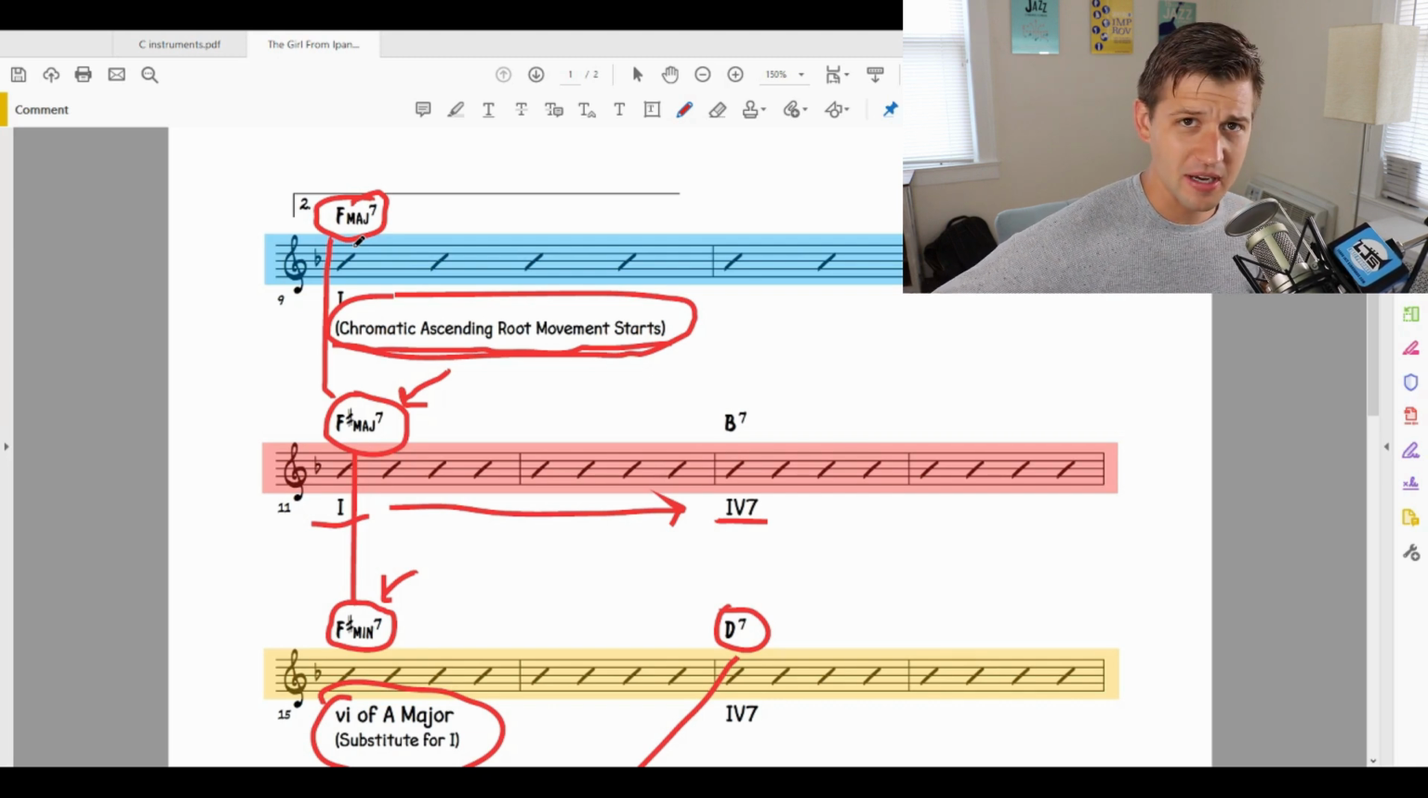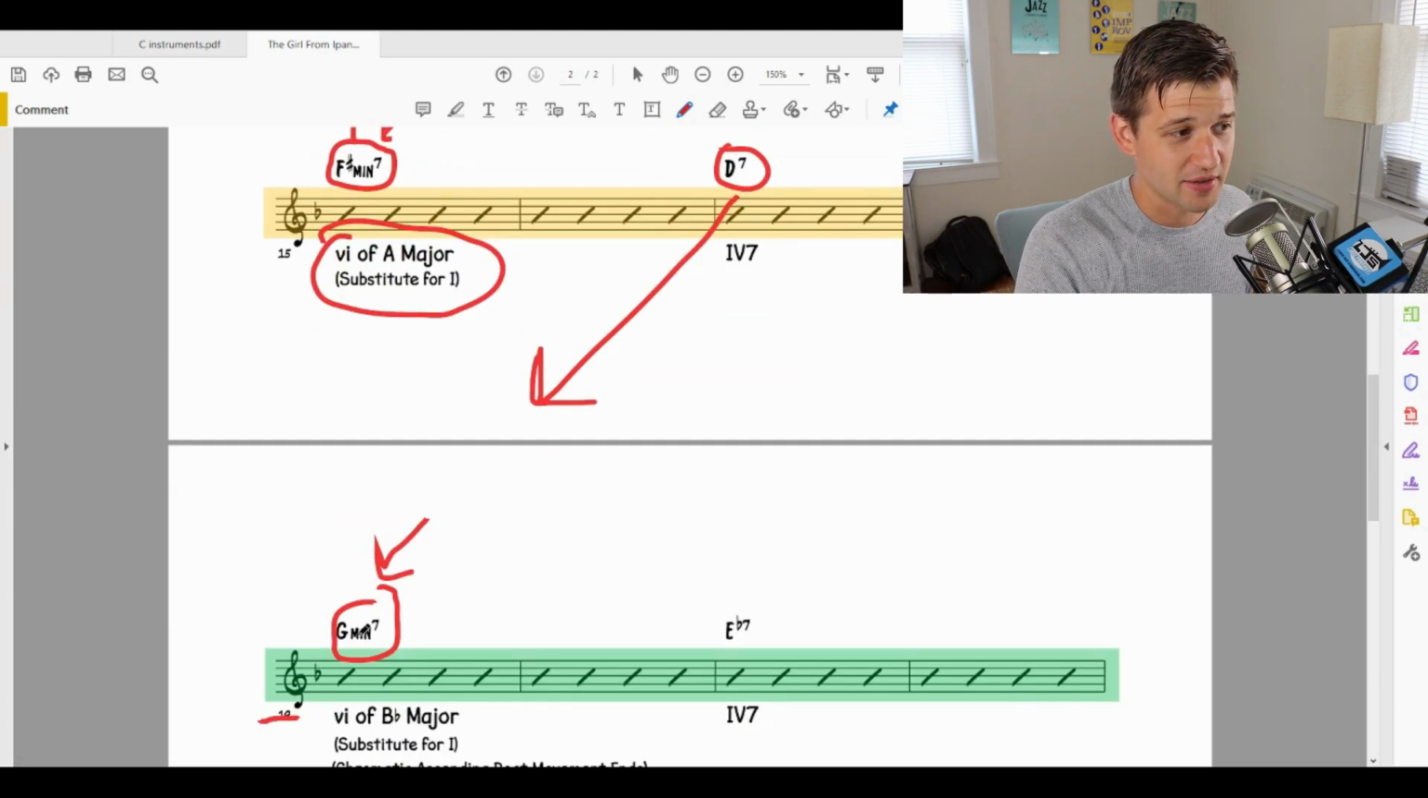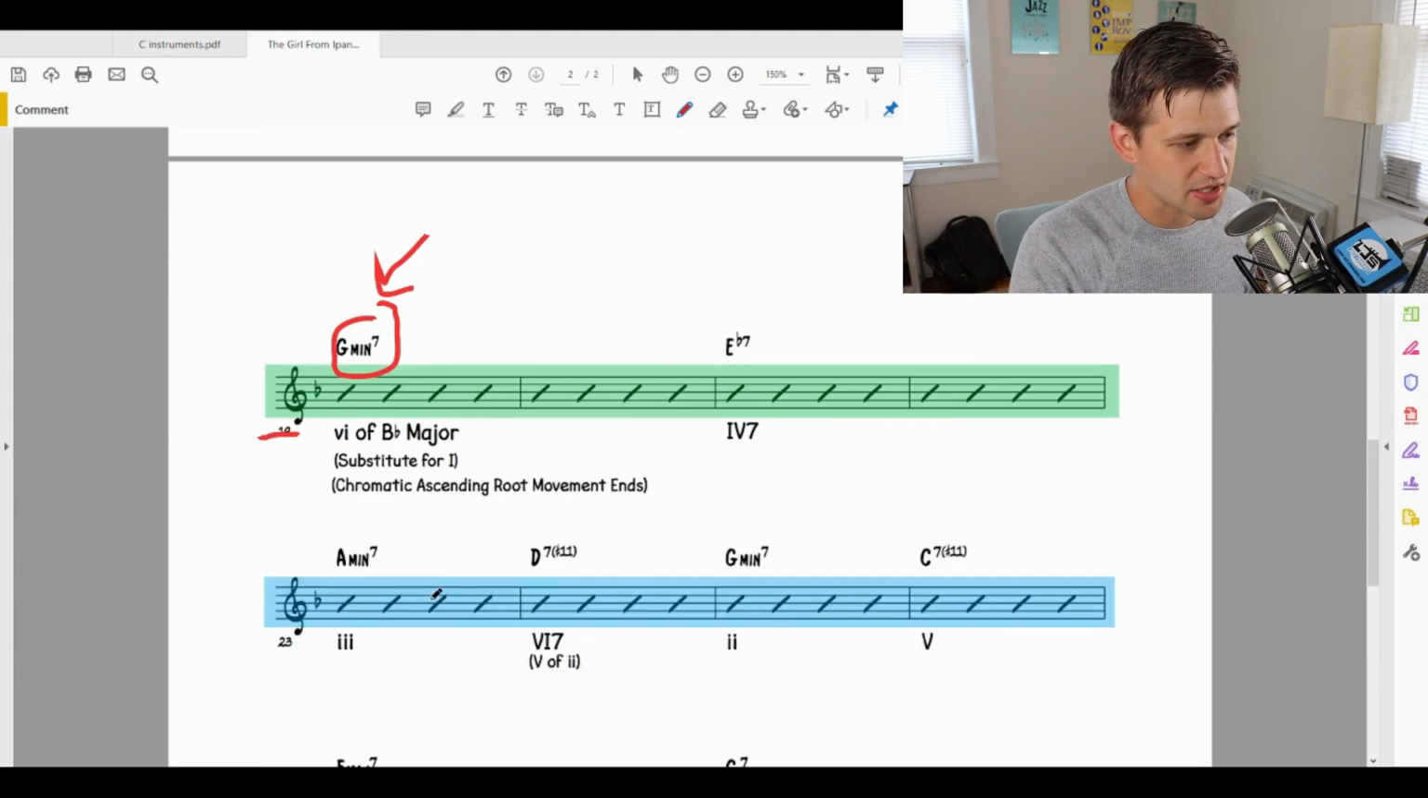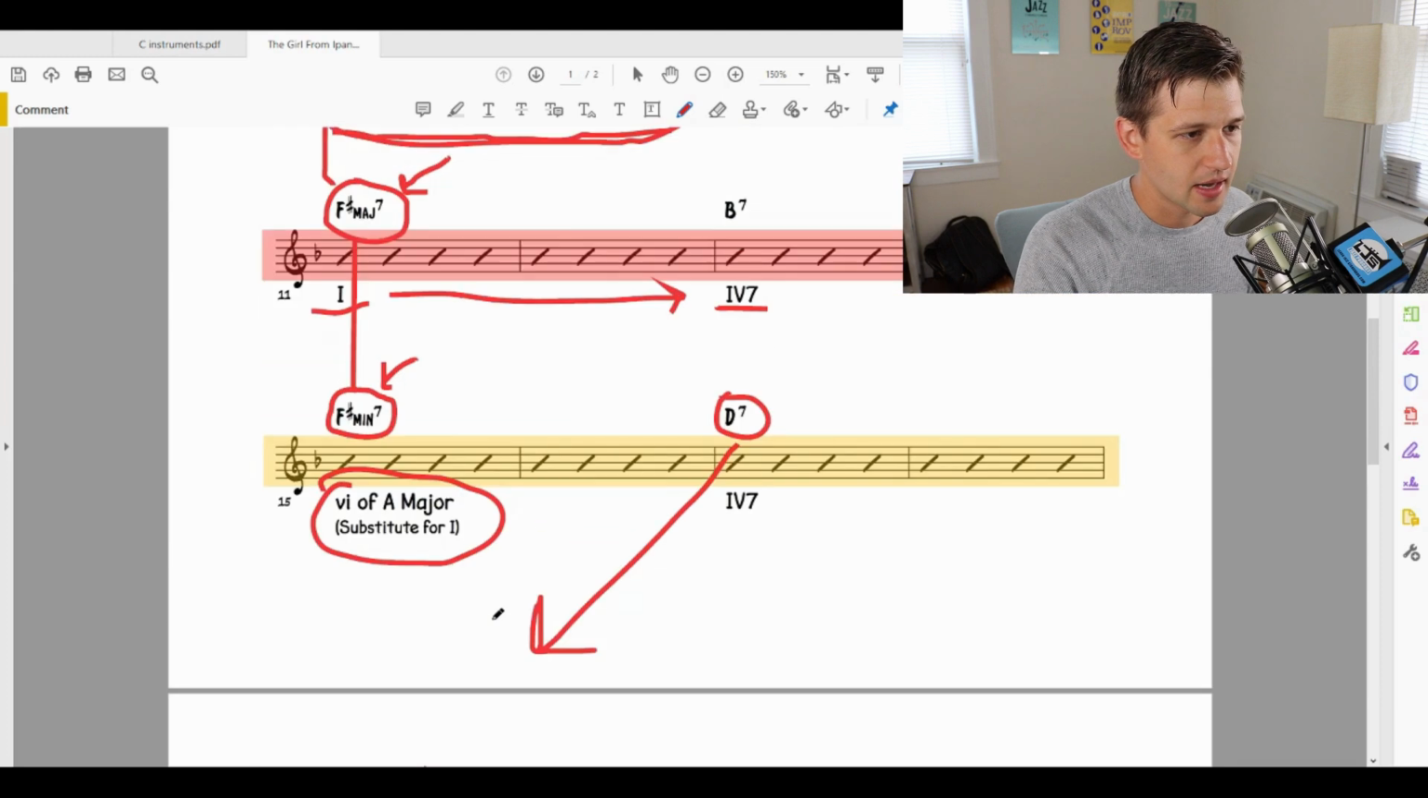Okay, but the melody provides that we would jump up to A major 7. Well, that's not chromatic movement. F sharp major 7, he turns it into a minor 7. He moves up another half step to G minor 7 here. So you see the ascending chromatic movement. It's beautiful. It's absolutely beautiful stuff here.